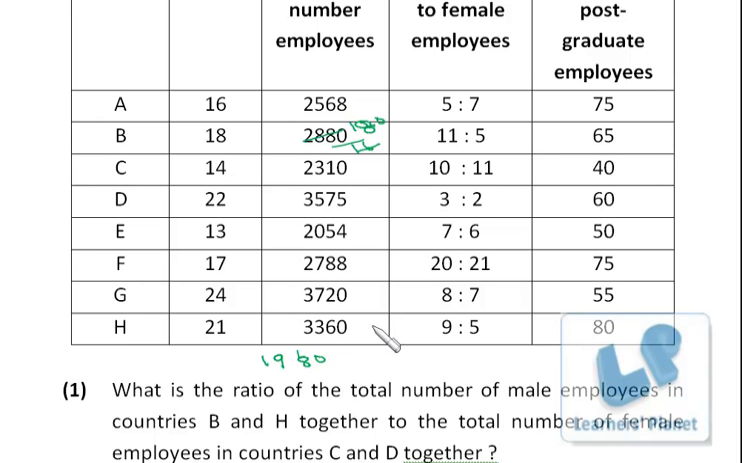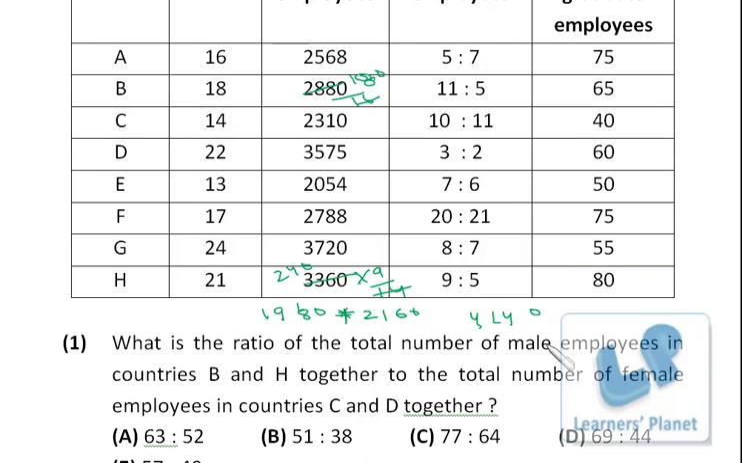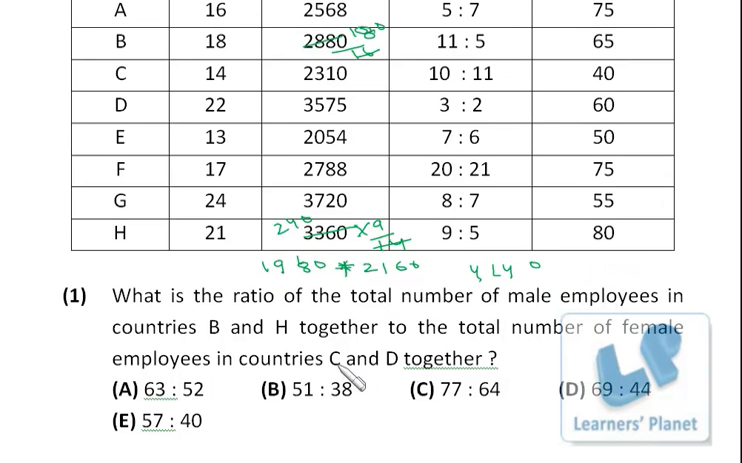Country H, it is 3360 into 9 by 14. It's 240 into 9. So 2400 minus 240, 2160. So the total number of male employees is 4140. Now, instead of calculating the total number of females in country C and D, what you can see, numerator is fixed, 4140. So the answer 63, 51, 77, 69, 57, right? That should be a factor of 4140. So we just see which numerator of which option is a factor of 4140.